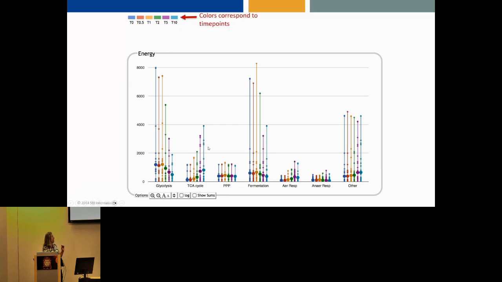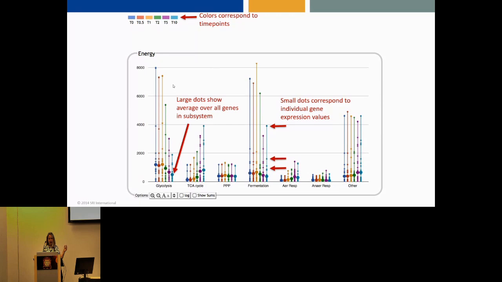This is time series data. So each of the colors corresponds to different time points. Each of these small dots corresponds to individual expression values for the different genes associated with the particular subsystem, in this case, fermentation. And then each line also has a large dot, which gives the average expression value for all the genes in the subsystem. So at one glance, you can see how the range, the distribution, and the average expression value is changing over the course of your experiment. It makes for a very information-rich display.